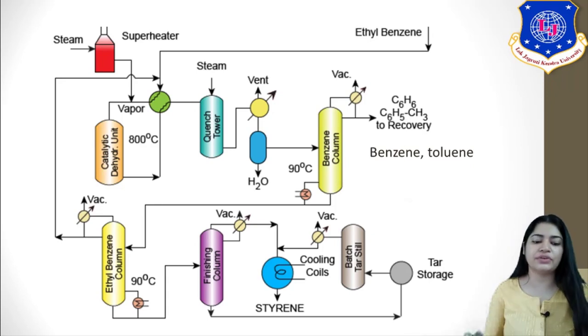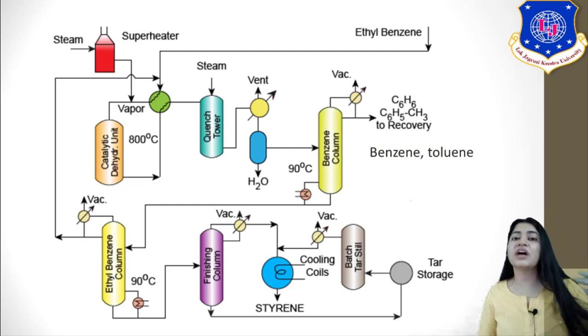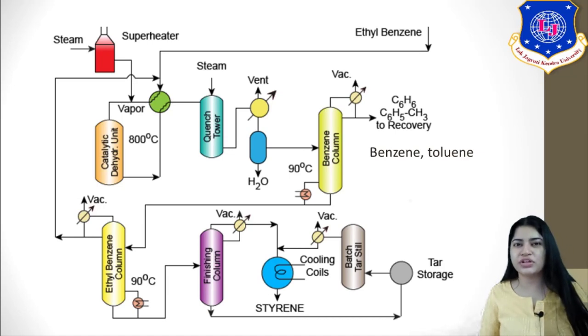As you know, this is a reverse reaction, so of course there are chances that ethyl benzene will form. Hence you are also keeping an ethyl benzene column. From the ethyl benzene column the stream goes to the finishing column, where further fractionation is done. From the top you get your styrene, and the bottom part goes to tar storage units. Any undesired products which are formed are separated out.